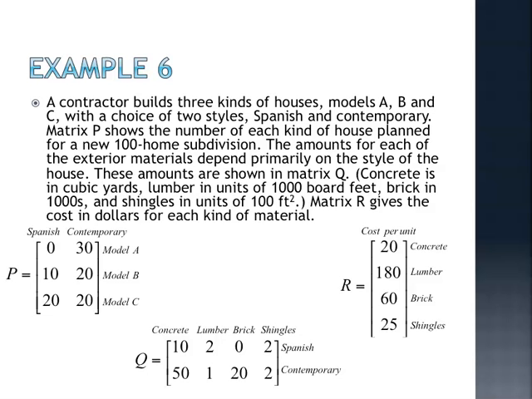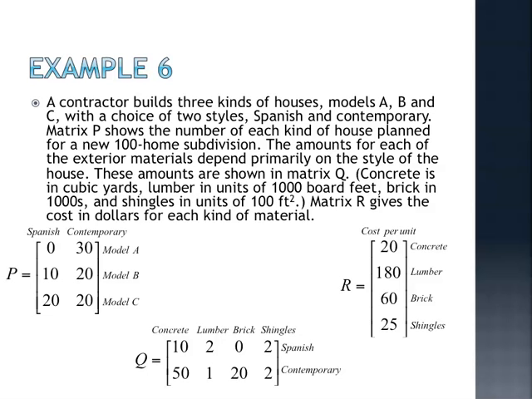So you can think of each of these matrices as a sort of chart. If you look at matrix P, it tells you there are 3 models, and it could be either a Spanish or contemporary style for each model. And so matrix P is telling you how many of each kind of house is planned for these 100 homes in this area. So it looks like, for example, that there are no Model A homes in the Spanish style that are going to be built, but there are going to be 20 Model B homes in the contemporary style.